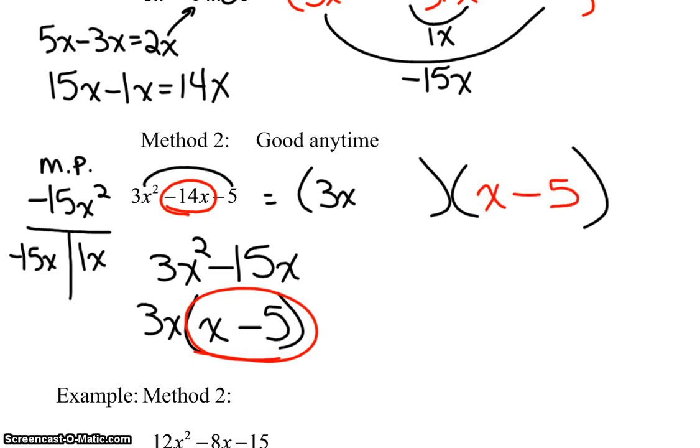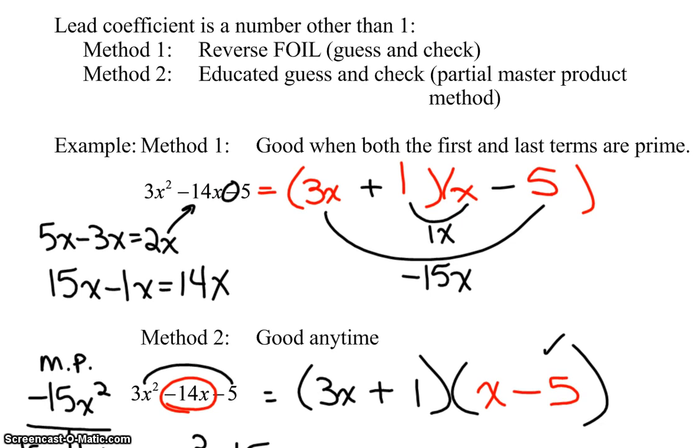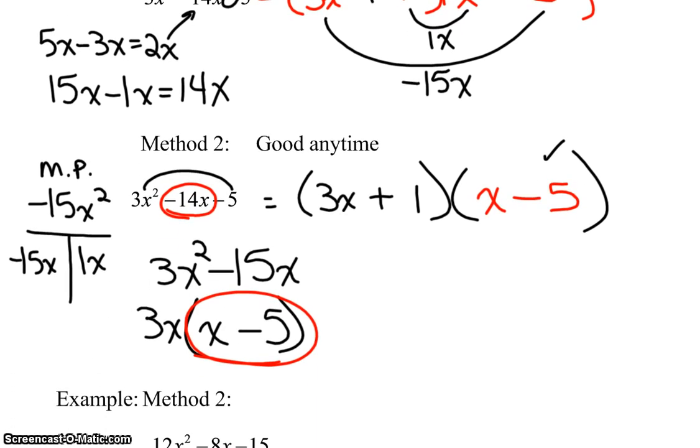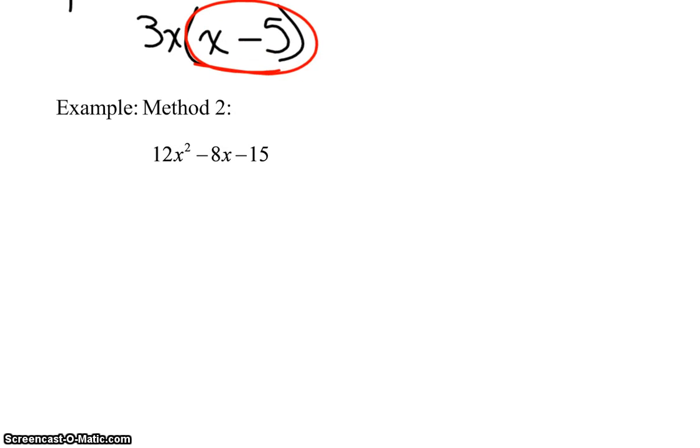Now all I have to do is play the guess and check again. I know I wanted my last terms to multiply to negative 5. I already have a negative 5 here, which meant my other term in my first binomial needed to be a positive 1. So I have 3x plus 1 and x minus 5. Exactly the same thing I got up here, but I didn't have to do quite as much checking on signs and things like that.